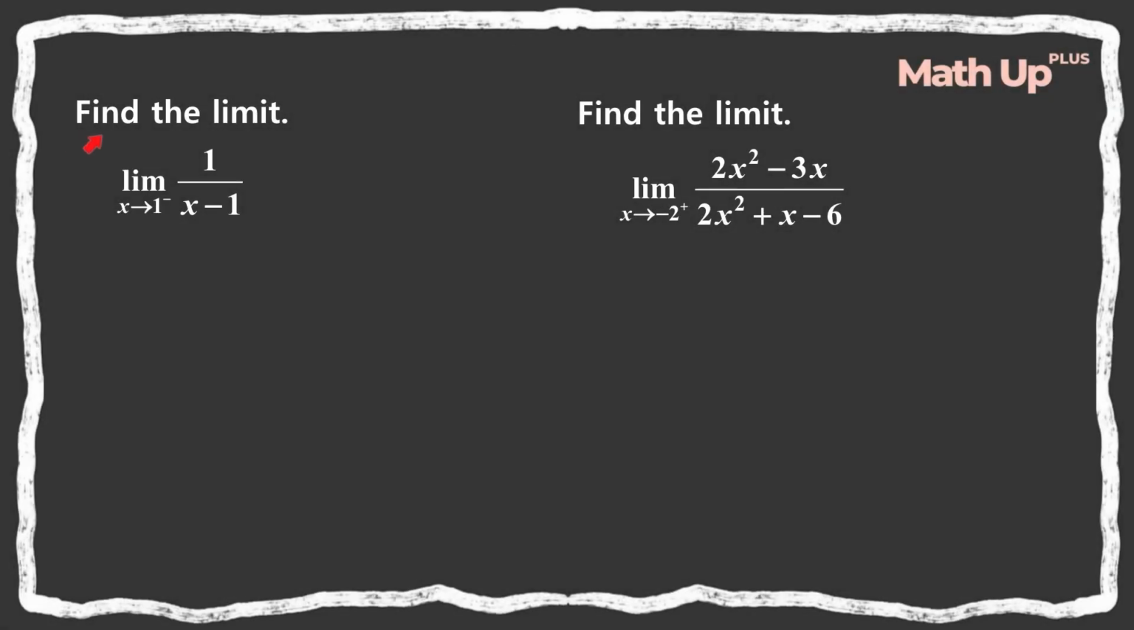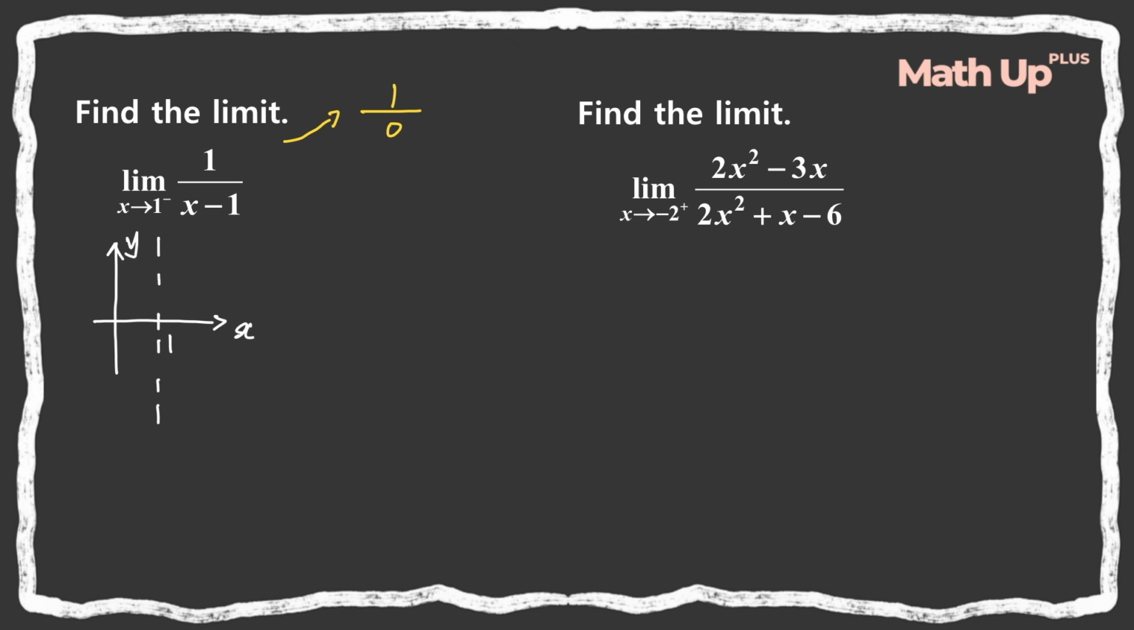The question is to find the limit. Here we have limit as x approaches 1 from left-hand side. If we substitute 1 for x, then our denominator will be equal to 0, right? If only the denominator is equal to 0 but not the numerator, then this rational function has a vertical asymptote at x equal 1, right? So we have vertical asymptote at x equal 1, right?